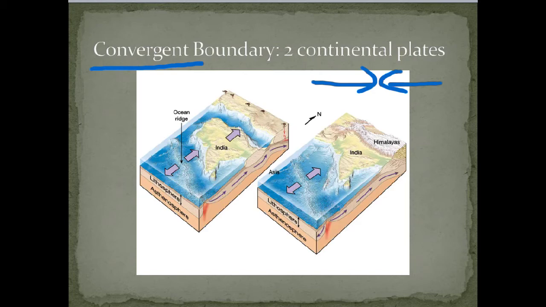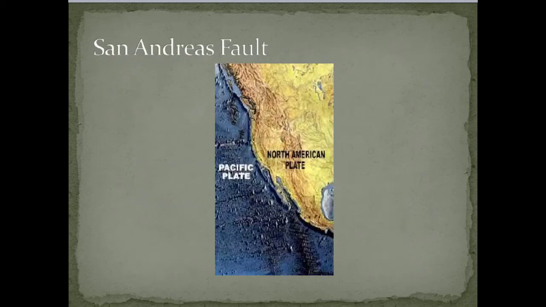But that convergent plate boundary is driving the Indian plate into the Asian plate, causing this mountain range to increase in its elevation.